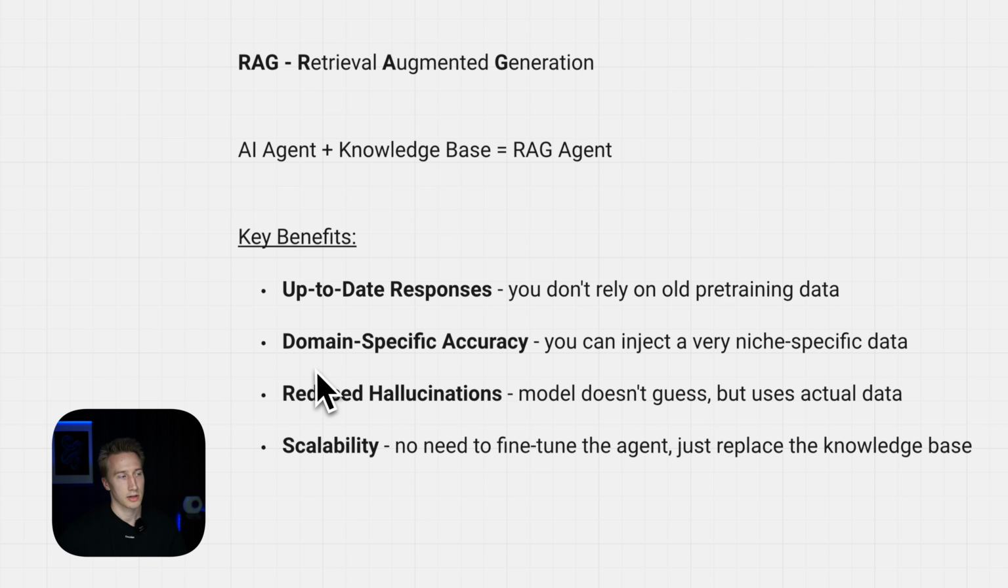Then you also have domain-specific accuracy, so you can inject very niche, specific data that GPT might not have. For instance, data about your particular business, what kind of prices you have, what kind of services you offer. GPT might not have it, but you can write it in all details and easily inject it there, and the agent will be knowledgeable about your data.